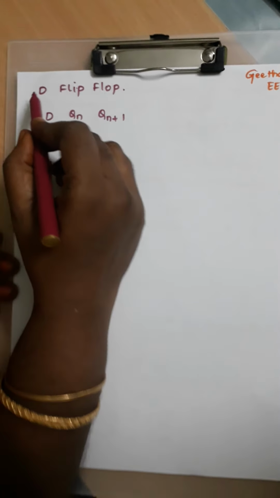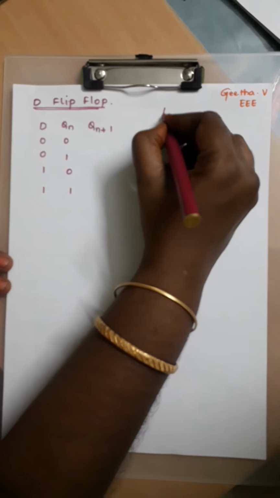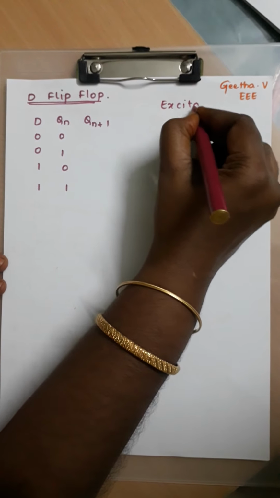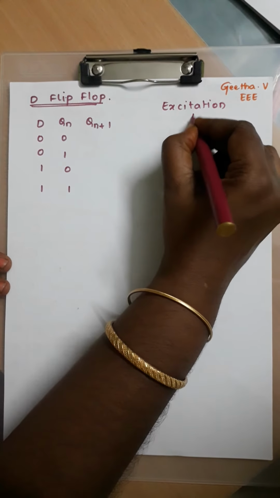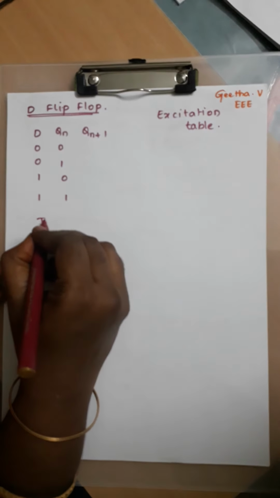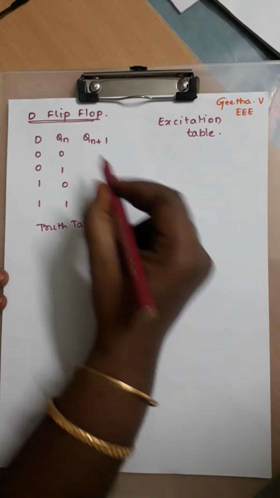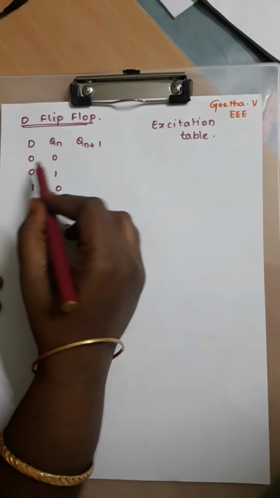Now we'll discuss your D flip-flop, finding the excitation table for a D flip-flop. Now, same way as we have discussed for the SR flip-flop, we are going to discuss for your D flip-flop. Now this is going to be the truth table. Like we have already discussed the operation of the D flip-flop, same truth table.